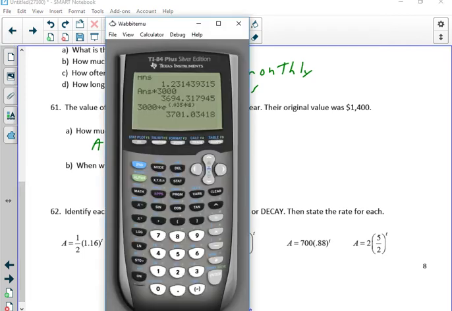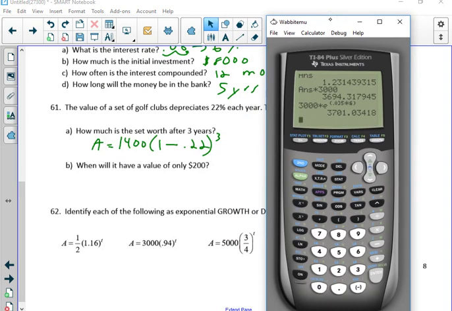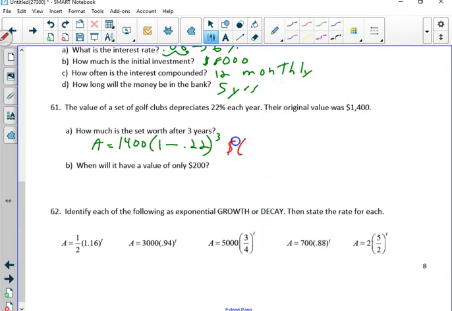So I type in my calculator 1 minus 0.22, raised to the third power, times $1,400. And you should get a number smaller because it's going down in value. So that's $664.37.